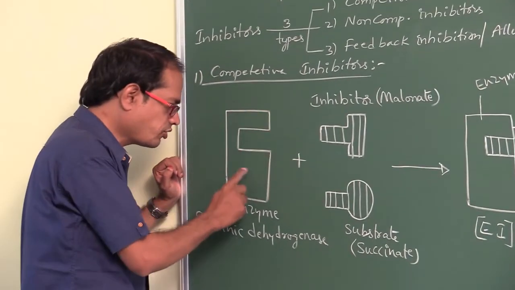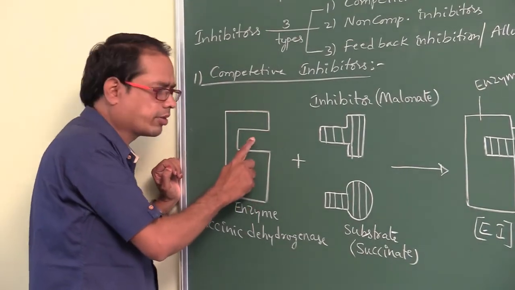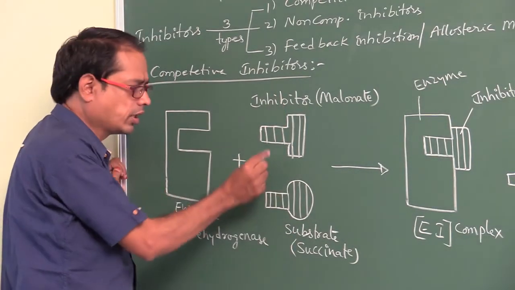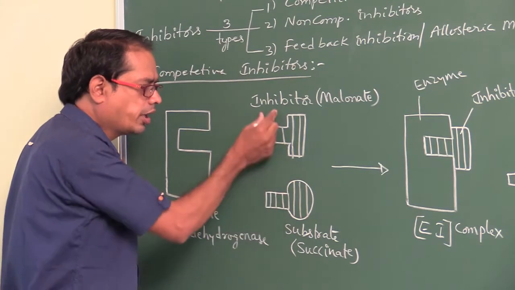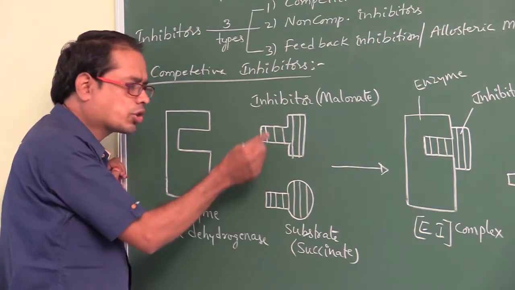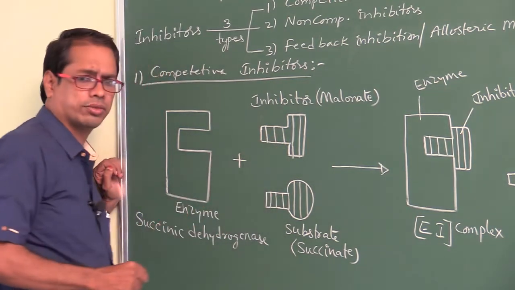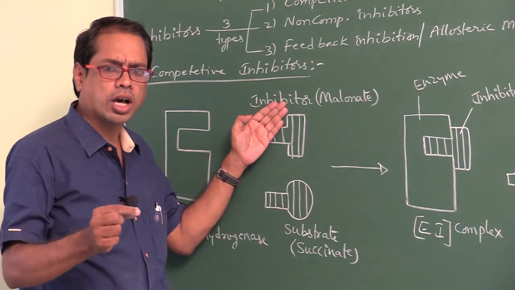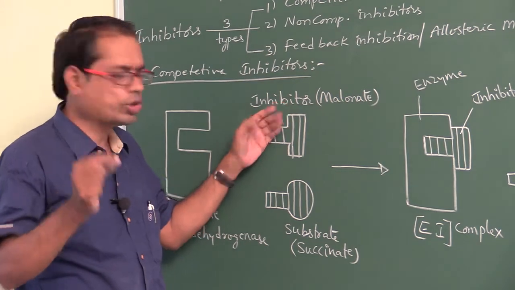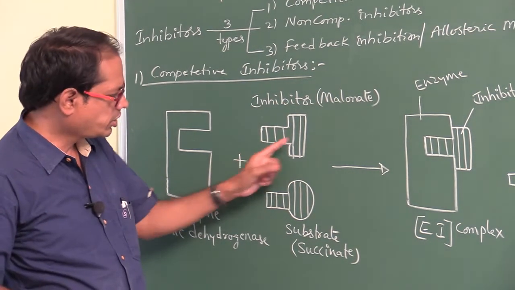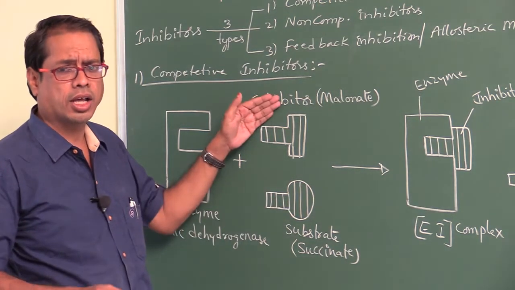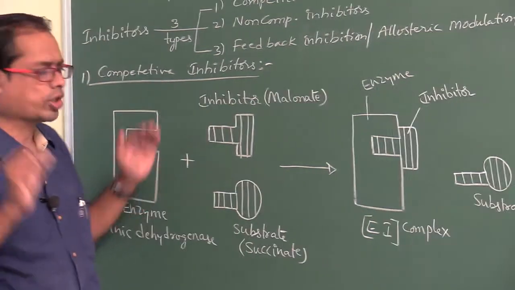Right. First one, competitive inhibitors. Let us suppose this is the enzyme, this is the active site, this is the inhibitor, this is the substrate. The substrate and inhibitor both structurally resemble each other. See, this is somewhat different. So both substrate and inhibitor structurally resemble each other.